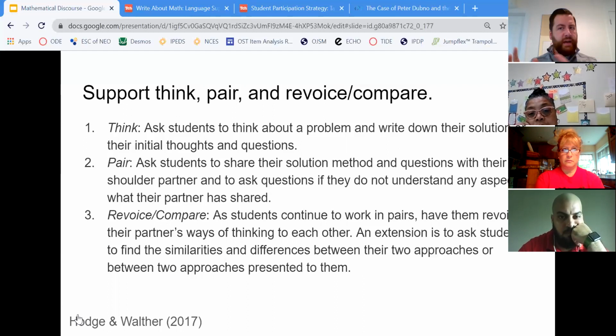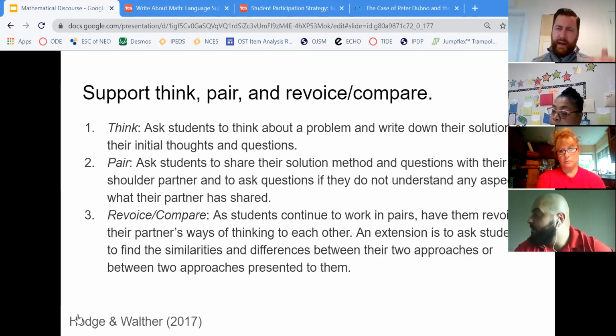Also, pairing. The accountability comes in later when we ask them to revoice their peers. So have them pair up with another student. How you pair them is entirely up to you, but have them not only talk about what their solutions were, but give them some structure. Okay, why did you solve it this way? Are there other ways to solve it? Can you think of any problems with your solution method? Why will this work every time? Why or why not? You're providing some level of scaffold for that conversation. And then as students work in pairs, they're ready to begin to think about each other's thinking.